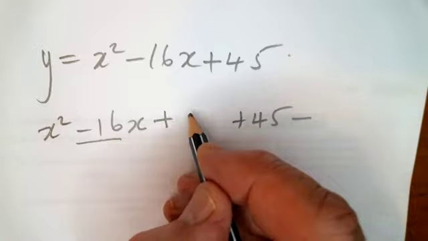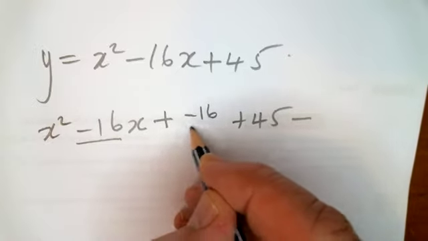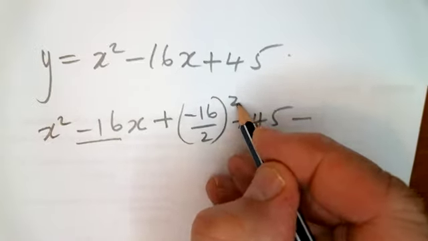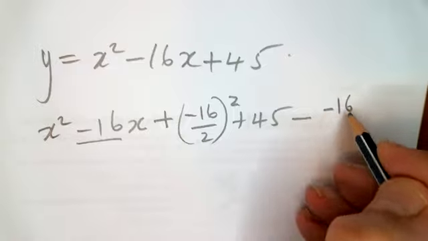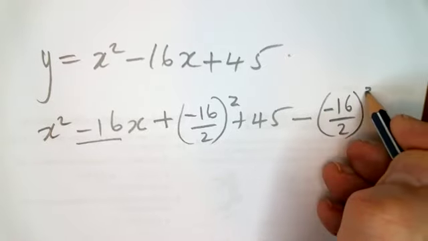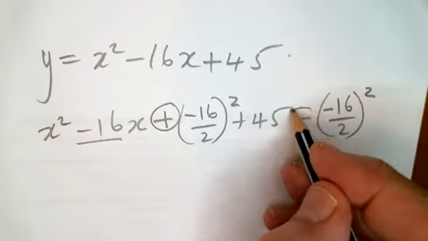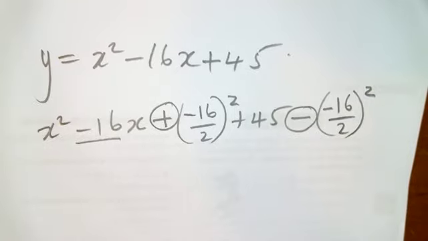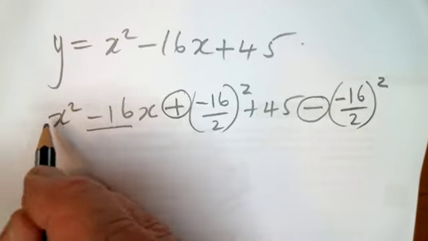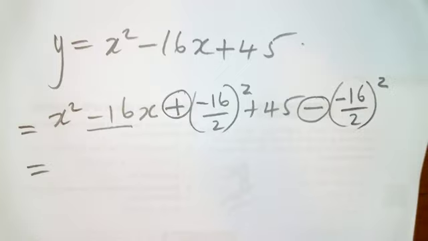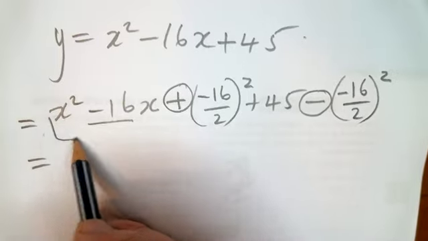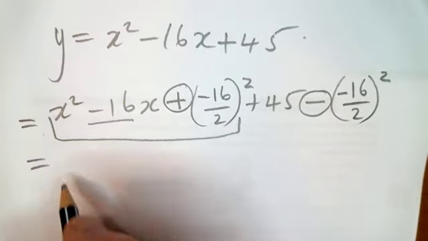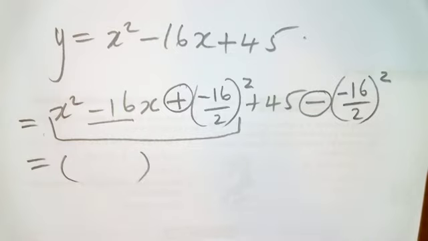So the b term is negative 16. I'm going to halve it and square it. And because I'm adding it, and because I'm then subtracting exactly the same thing, I haven't actually done anything in particular to it. All right, now we can work our magic. And this bit here, that bit there, happens to turn into a completed square.